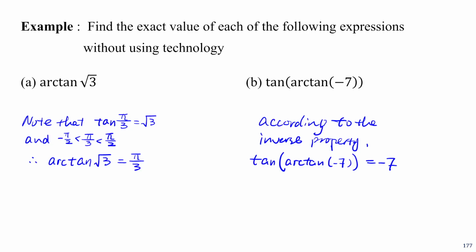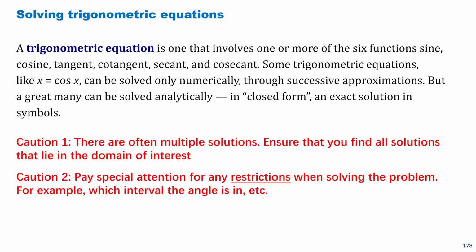Okay, any questions? No? Okay, let's have a look at the last key point in the trigonometric functions. Make sure you're able to solve a trigonometric equation. A trigonometric equation is one that involves one or more of the 6 functions, namely sine, cosine, tangent, cotangent, secant, and cosecant. Some trigonometric equations like x equals cosine x can be solved only numerically through successive approximations, but a great many can be solved analytically in a closed form, an exact solution in symbols.